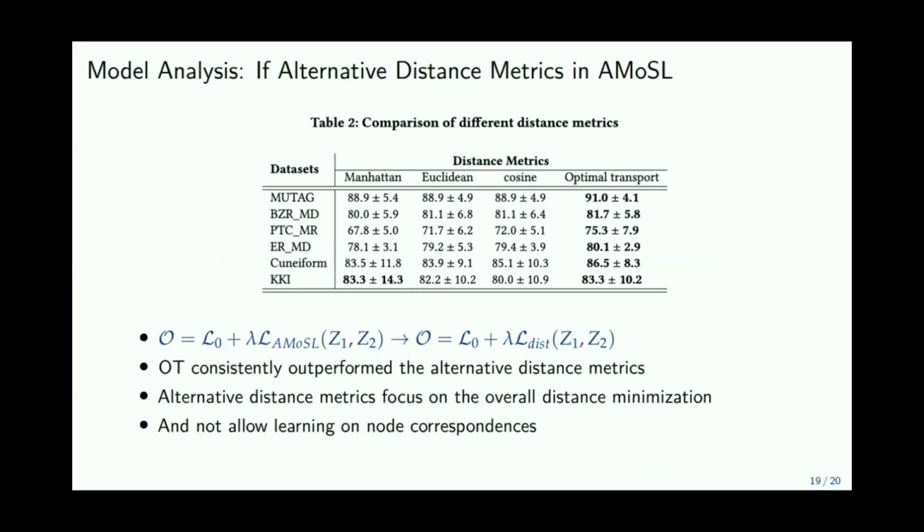Also, we conducted more experiments on why we select the optimal transport distance in our approach. We replaced the optimal transport distance with Manhattan distance, Euclidean distance, or cosine distance. From the results, you can see the optimal transport distance is the best choice. We can explain this: the Manhattan, Euclidean, and cosine distances only target the discrete distance between the modalities, but do not allow the nodes to communicate with each other. So they cannot define the corresponding nodes across modalities.